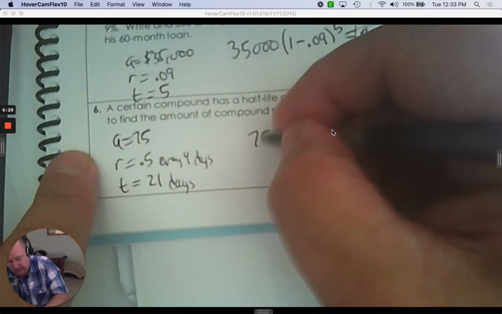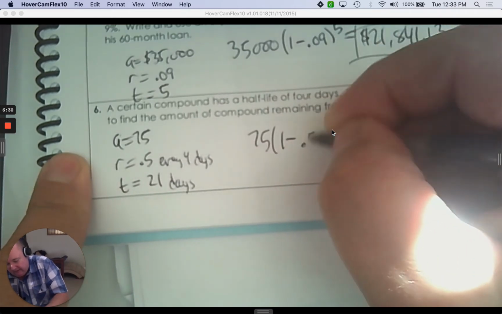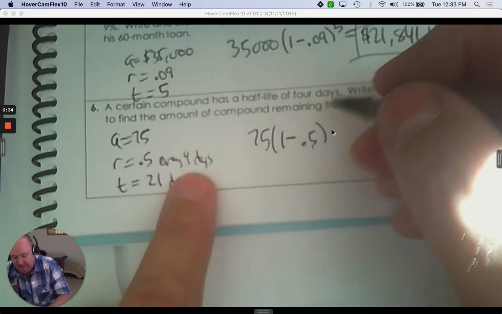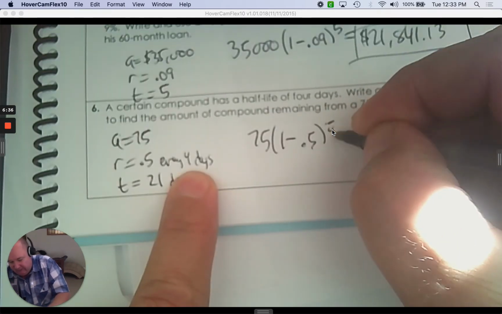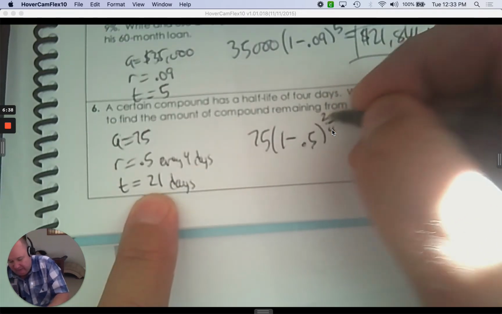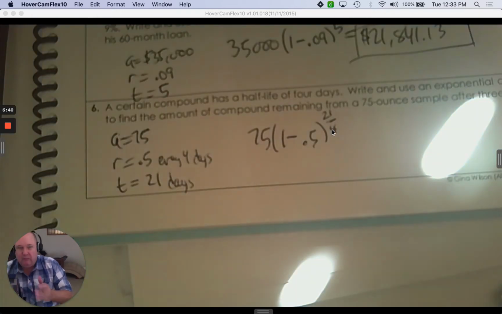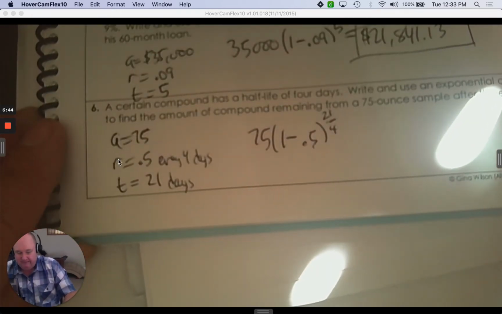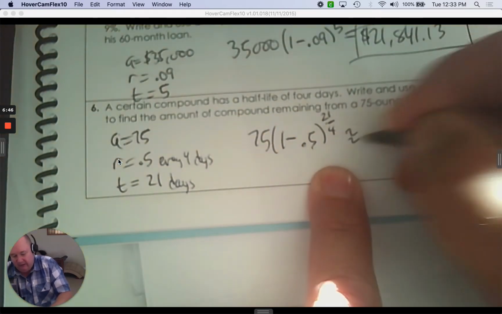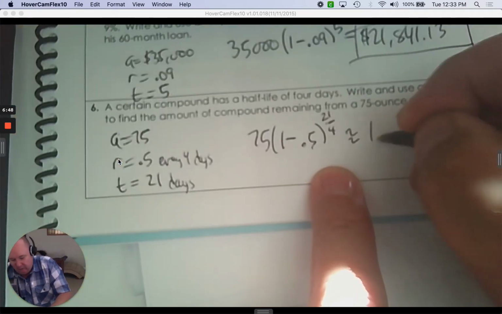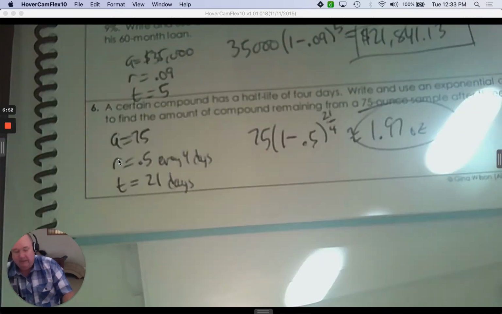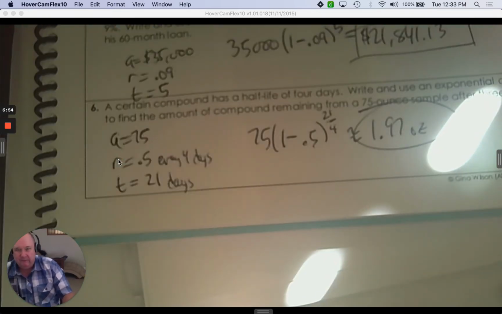So it's 75, 1 subtract 0.5. Here's the challenging part. If it's every 4 days, then you divide by 4, and then how many days? And it's 21. So the more you practice these, the more you'll set up the formula more efficiently. Put that in your calculator, and how much is left? And the answer is 1.97 ounces as it's decaying after 21 days.